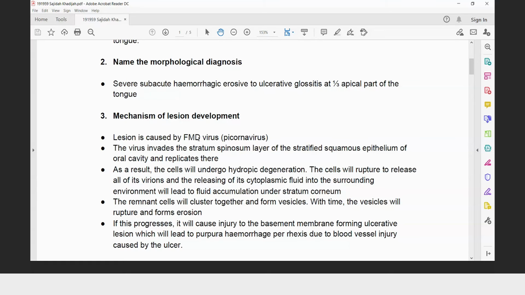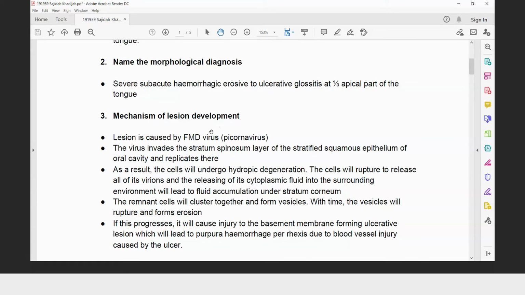Kita nampak kat situ, how the agent goes to the stratum spinosum. How, actually? Okay, so agent entry is not there. So that's why you might not get full marks, as in question number 1 and question 2. Because when you talk about the mechanism of lesion development, you have to put in how the agent enters into the host.